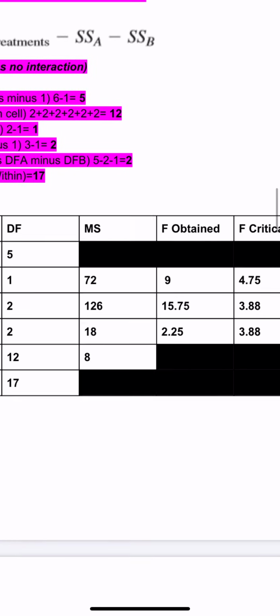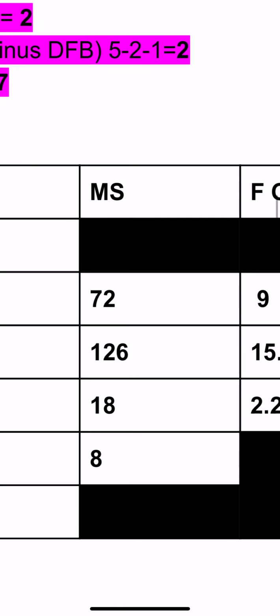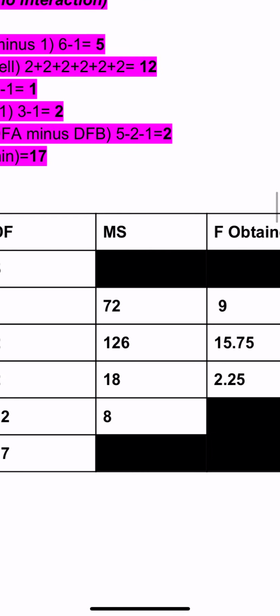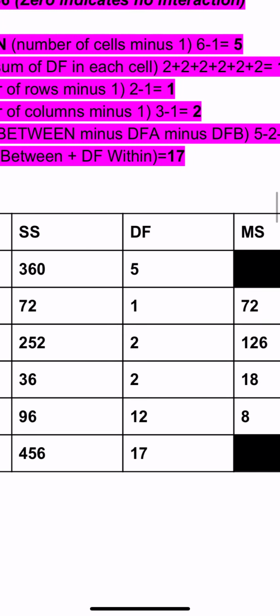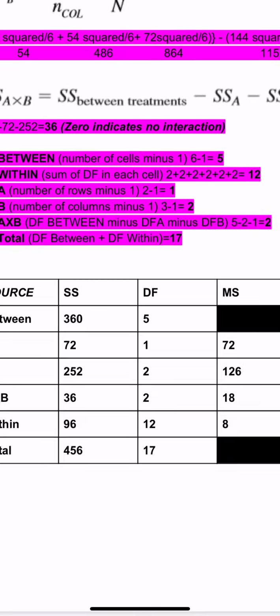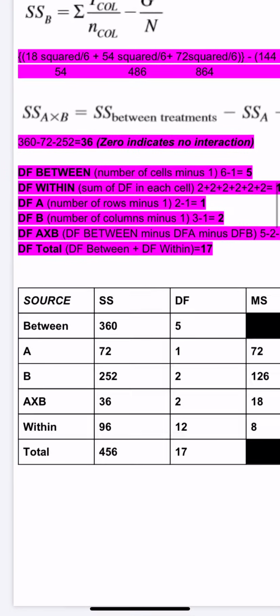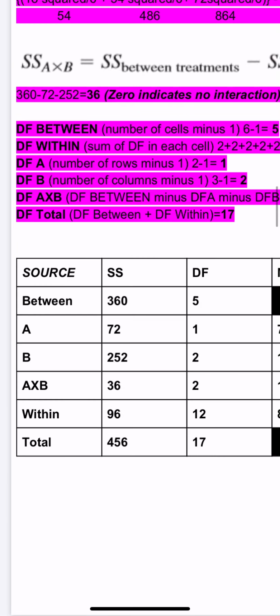Now, as far as your F criticals go, same rules apply as far as what's the numerator and what's the denominator, right? The numerator on your F table is the horizontal plane, and the denominator is the vertical plane. So the within will always be the denominator, so that will always be the second degrees of freedom. And these degrees of freedom right here will all be different, right? Well, they could be the same, but you've got to take them separately because B and A by B are the same, but they could be different.